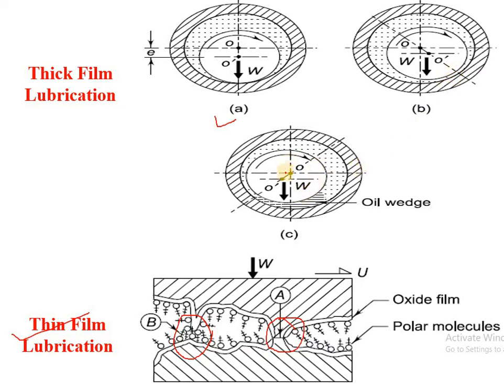Whereas as the speed of the shaft goes on increasing, it forces the fluid to pass continuously into the oil wedge, the wedge shaped clearance space. In that case a sufficient amount of pressure is built up to oppose this force. So there is no contact between the journal and the bearing.